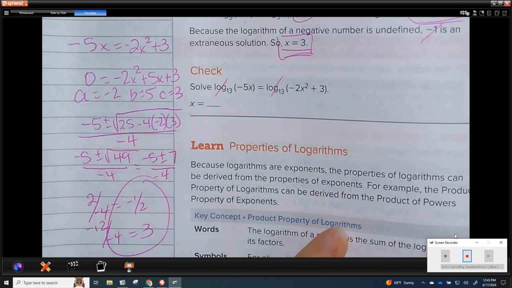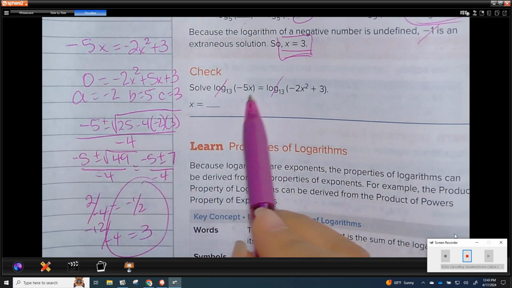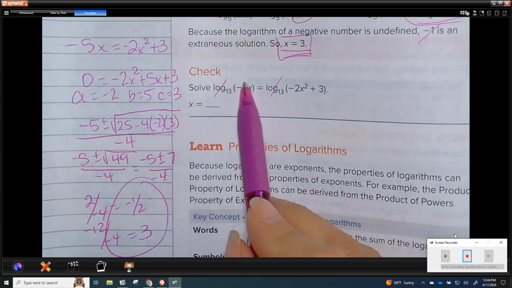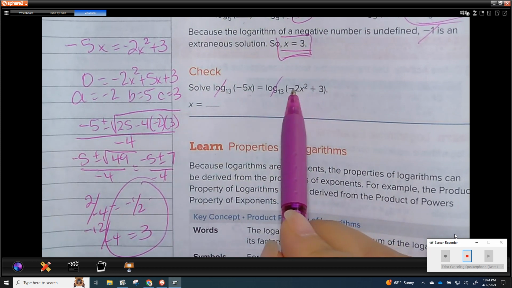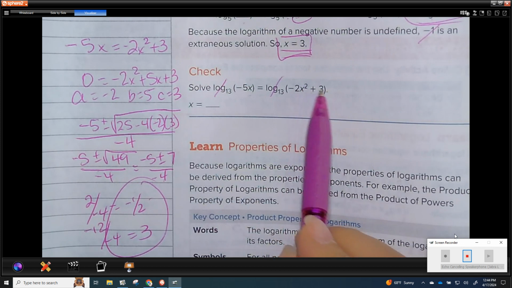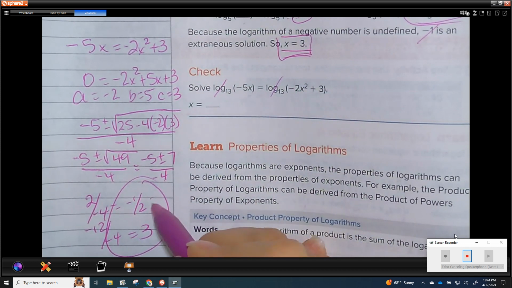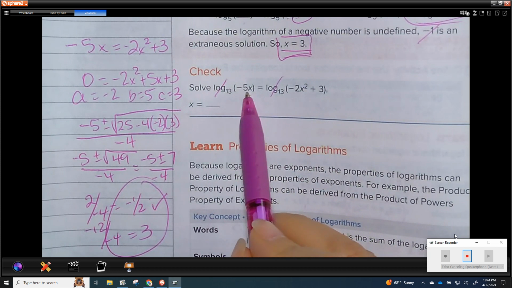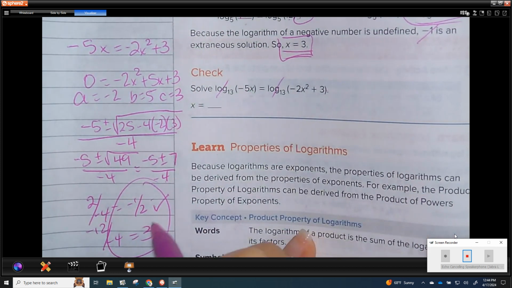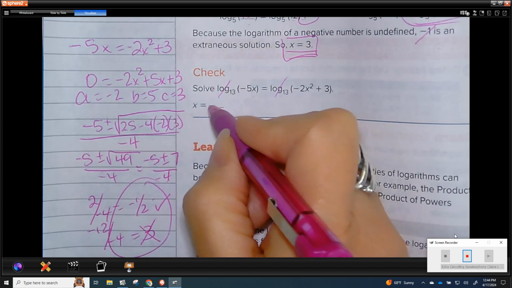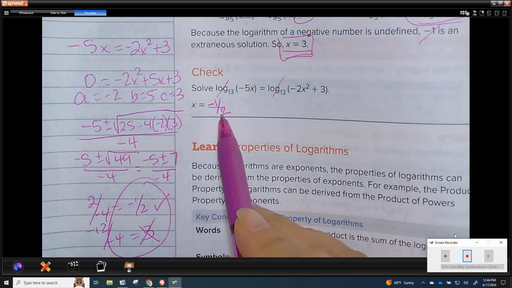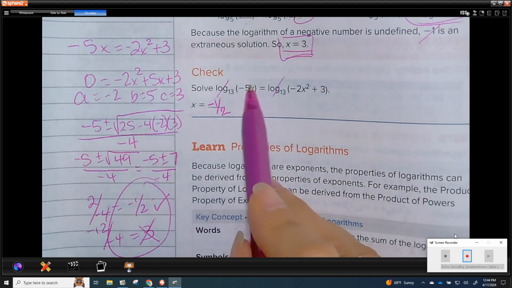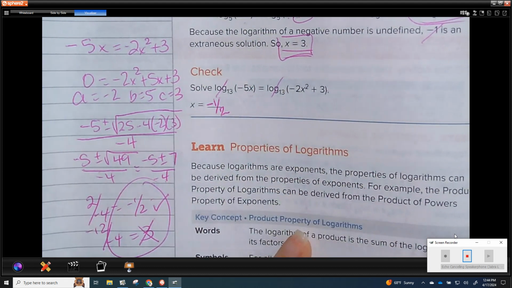So those are my two possible answers. You want to go back and check in your original. And so if I put 1/2 in, this becomes a positive, which is fine. If I put 1/2 here, 2 times 1/4 is smaller than 3, so that's a positive. So 1/2 is good. If I put a 3 in here, though, I get negative 15, so 3 is not good. So your only answer is negative 1/2. You're not looking for your answer that could be negative. You're looking to see that the answer here, what is inside the log, should not be negative.